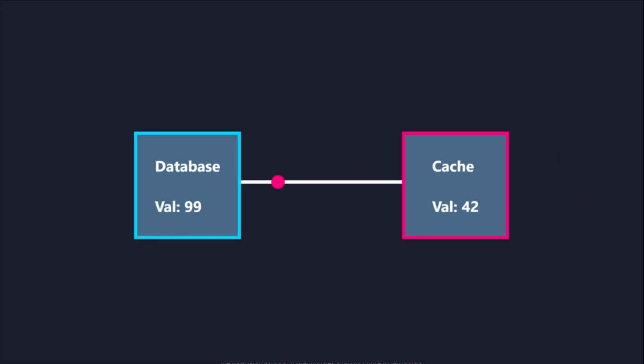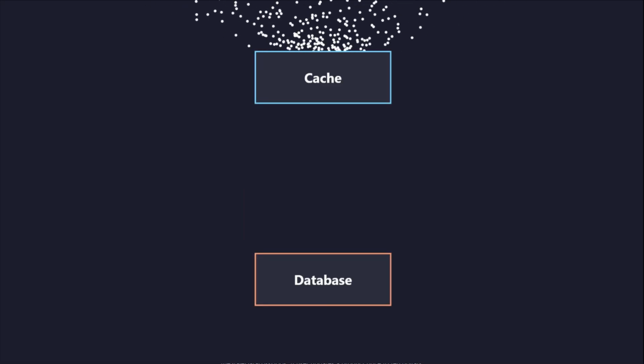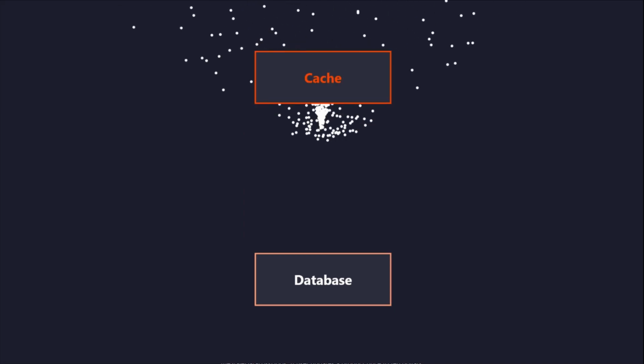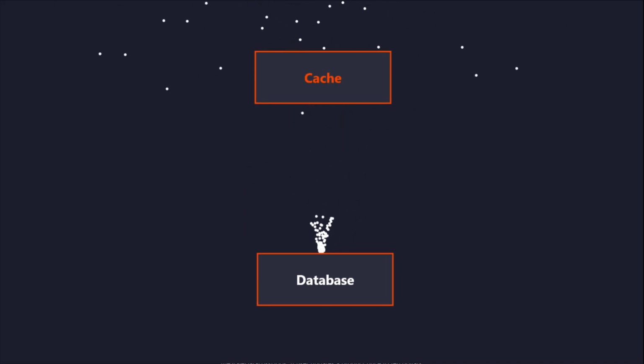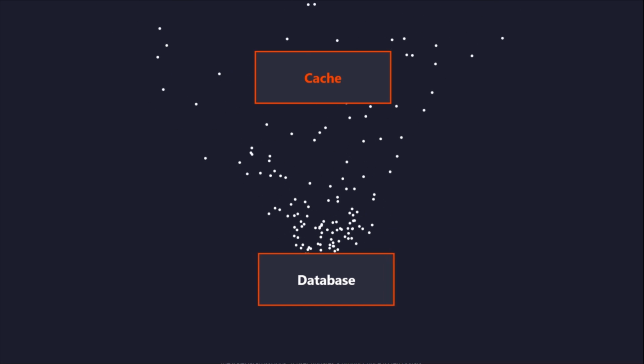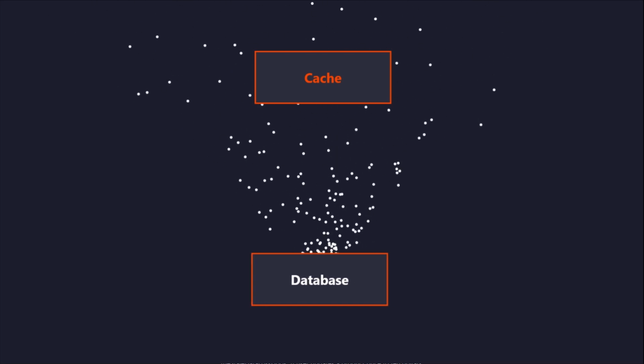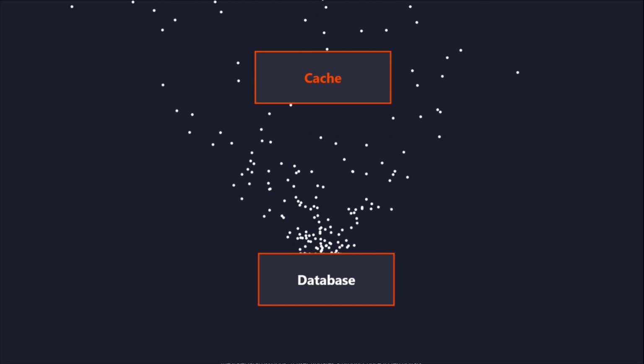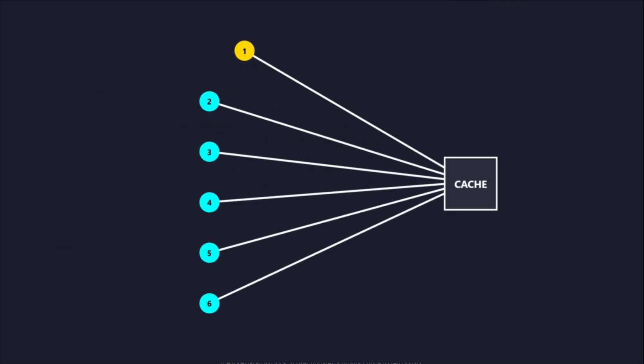Many large-scale architectures accept eventual consistency. This means there is a brief, measurable delay between a database write and the cache update, during which the system is technically inconsistent. When a very popular cache key expires, thousands of concurrent requests might hit the database simultaneously. This thundering herd can crash your backend before the cache has a chance to refill.